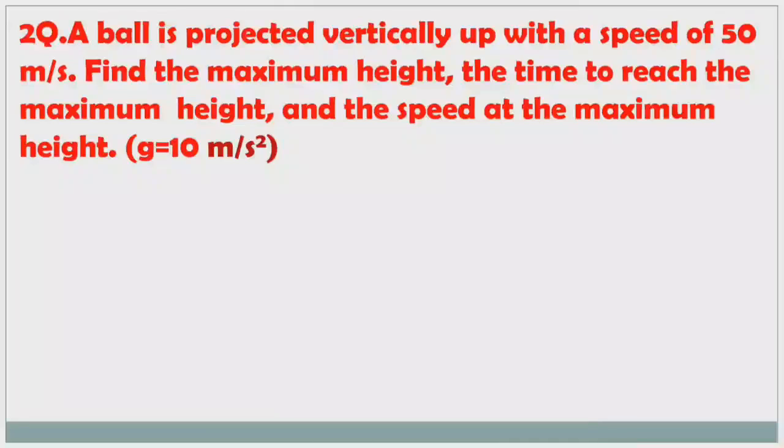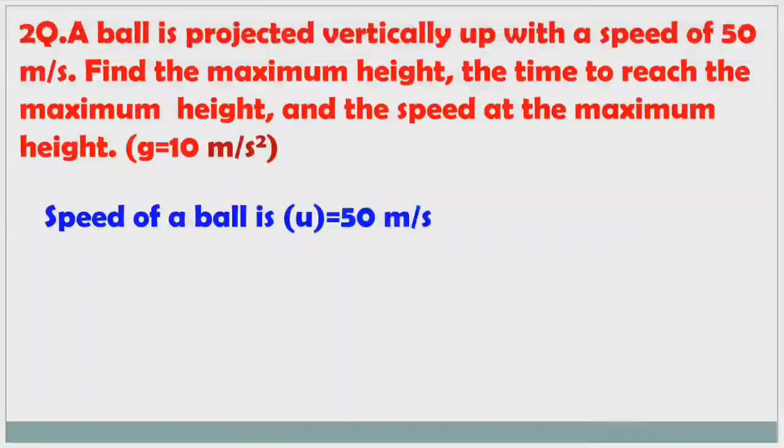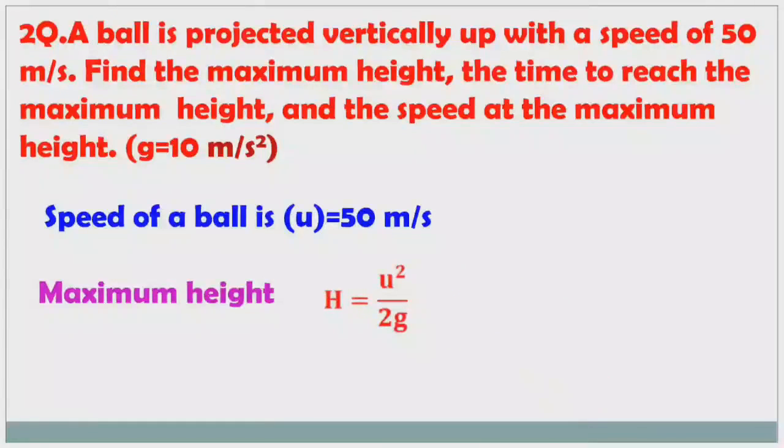Here the g value is given, that is 10 meters per second square. So what are the given data? Initial speed of the ball is 50 meters per second. Then maximum height. What is the formula for maximum height? Maximum height h is equal to u square by 2g. So by substituting the values, we will get u is 50 square, 2 into g is 10.